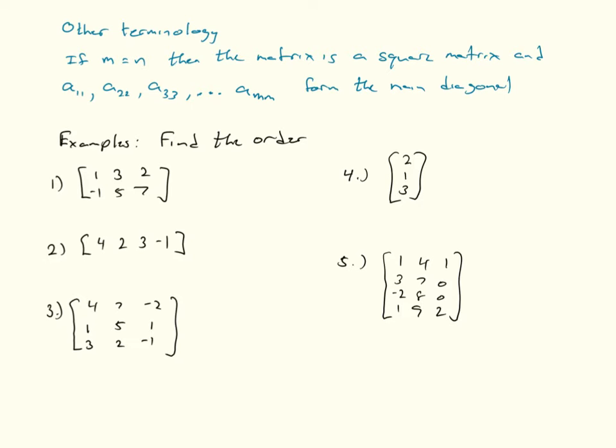Now, the next thing we want to do is take a look at identifying the order of different matrices. So you see 5 different matrices here. We talked about order last time. What I want you to do is pause the video, and write down what you think the order of each one of these matrices will be. Once you have that, come on back, and we'll go through those.